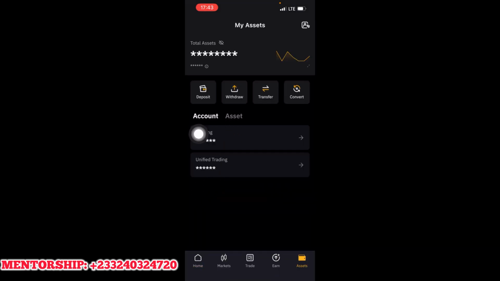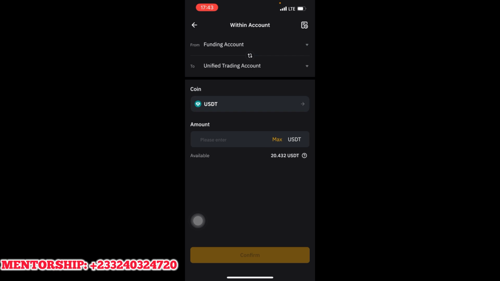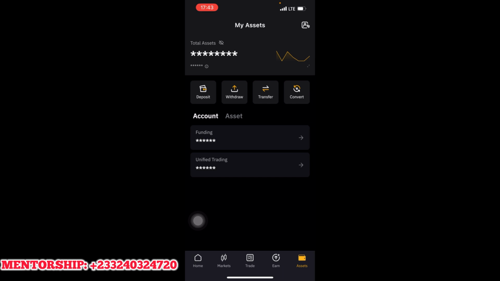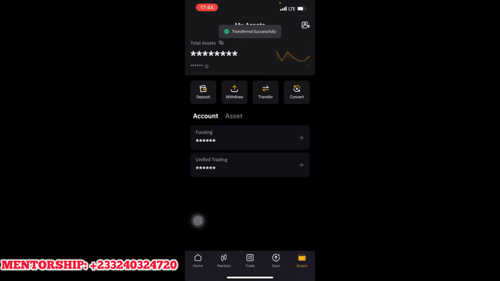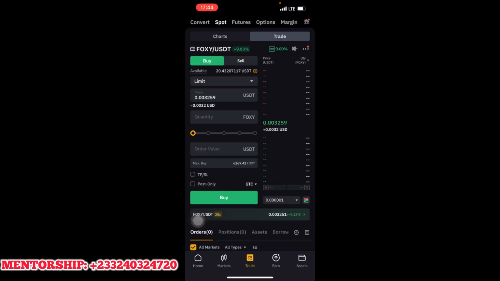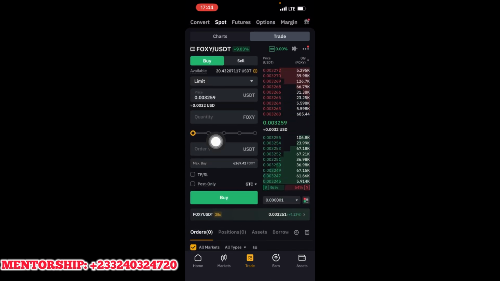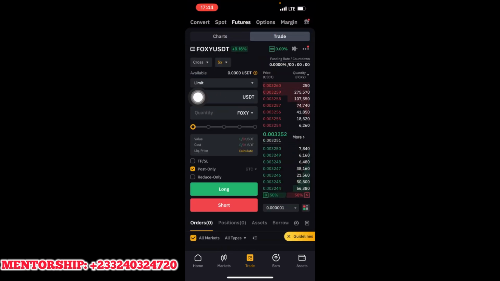So when you buy, the coin will be in your funding wallet, but in your funding wallet you can't use it to trade on spot or on futures unless you go to transfer. Then you transfer the coin from funding to unified trading. So when it's here, just go to funding to unified trading, max to unified trading. So right now I've transferred the money to the unified trading. So I'll just go to home, go to trade, and I'll switch it to futures at the top.